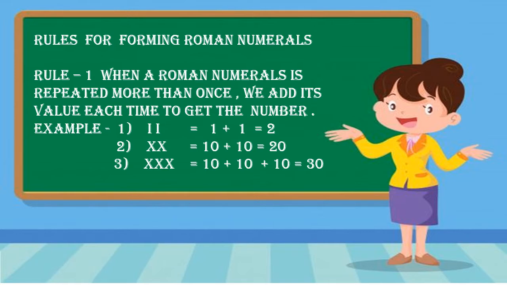In example 1, 2 times I is written. 1 I is equal to value 1. So, 2 I equals 1 plus 1, that is 2. In example 2, 2 times X is written. 1 X is equal to 10. So, 2 X equals 10 plus 10, that is 20. In example 3, 3 times X is written. So, 10 is added 3 times and its value equals 30.